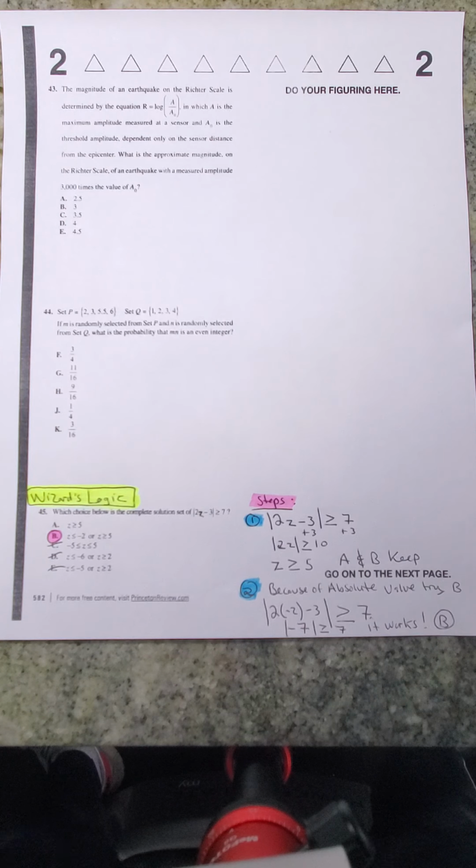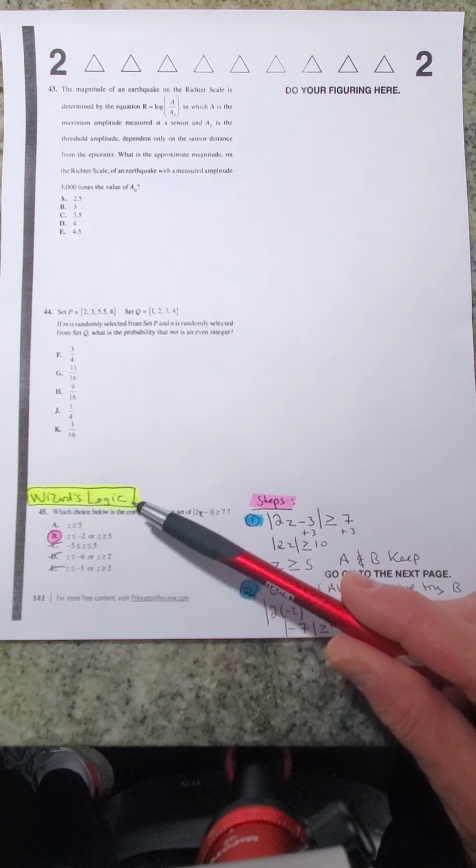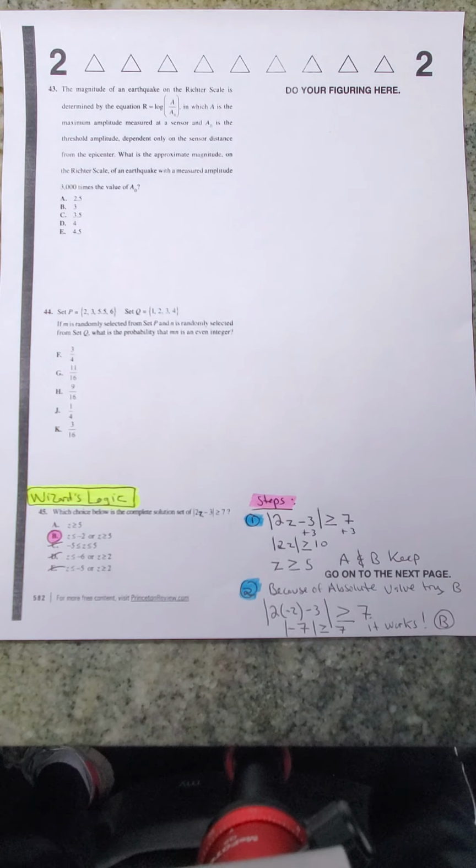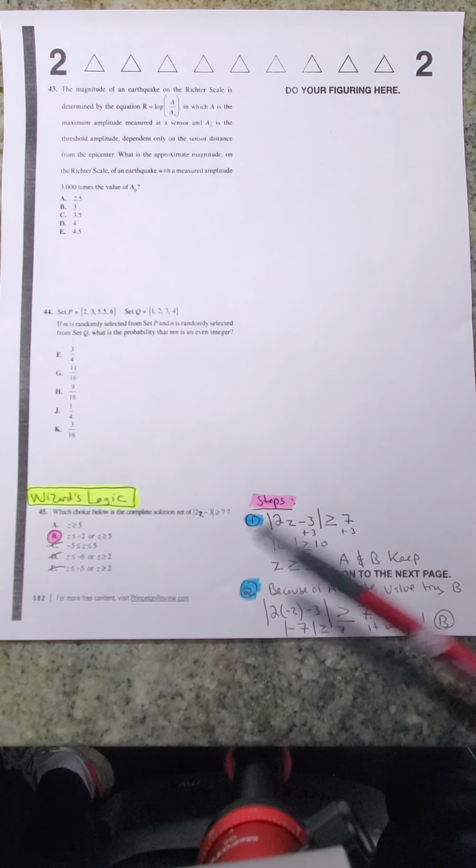Here we are in Princeton Test 2 Mathematics. Great test to be working with a little bit of Wizard's math. All right, 45 over here, we're going to use a little bit of Wizard's logic. Wizard's logic tells you that a wizard believes that math is numbers, not letters. All right, here's our problem.